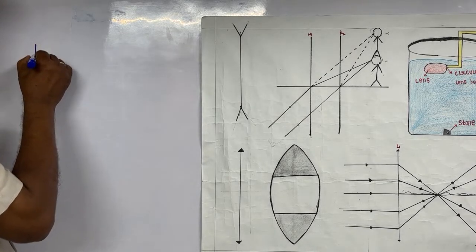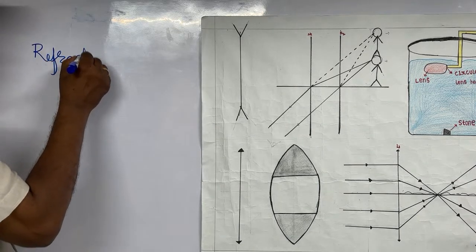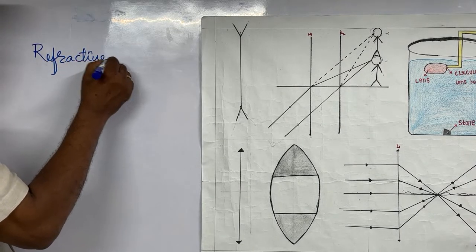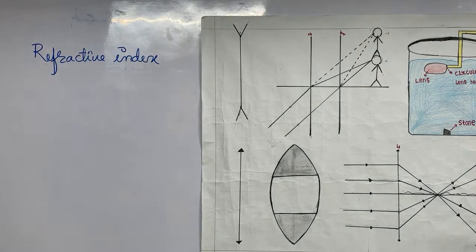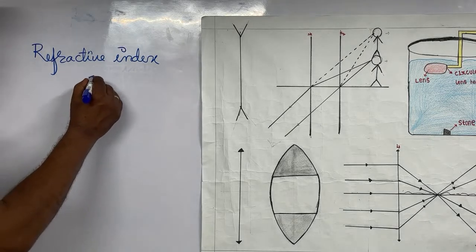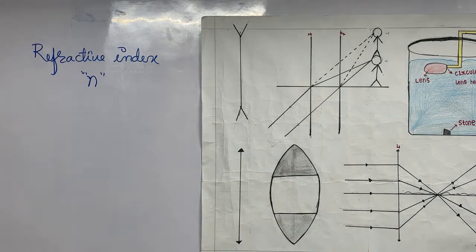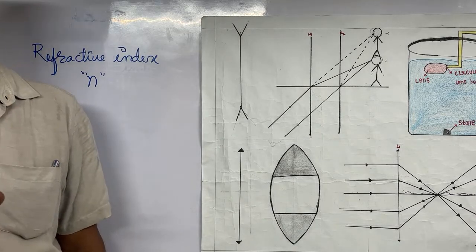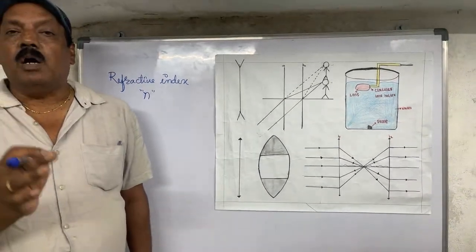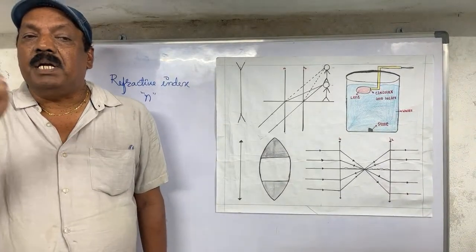Now we are going to learn one term, refractive index. What is the refractive index? The symbol for refractive index is small n. Actually, what does refractive index mean? It does not have units. Why does refractive index not have units? Because it is a ratio of the speed of light in vacuum to the speed of light in the medium.